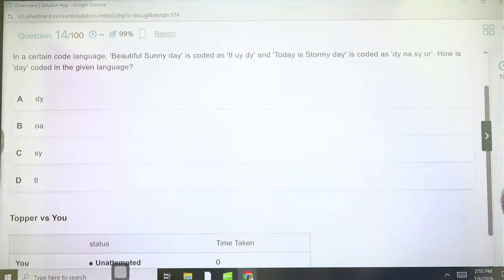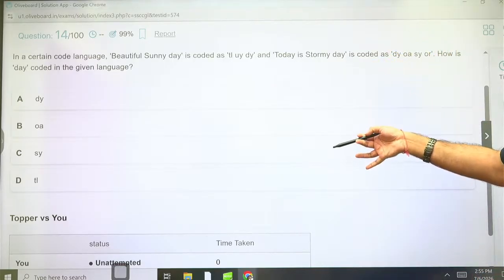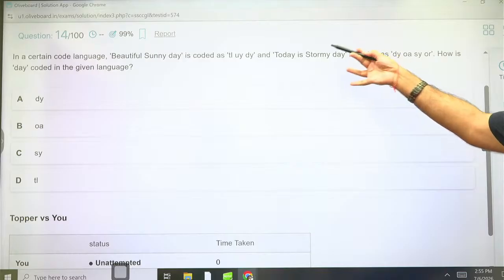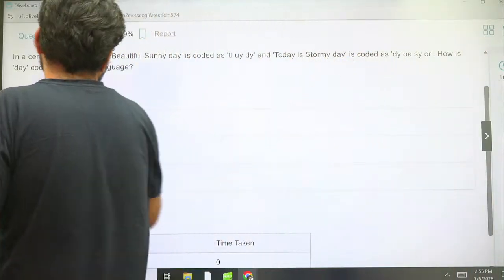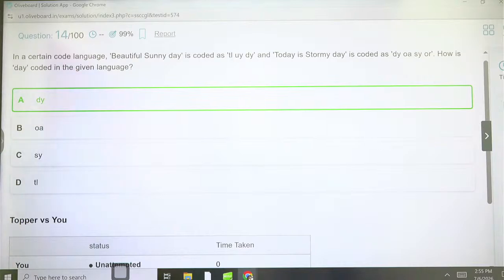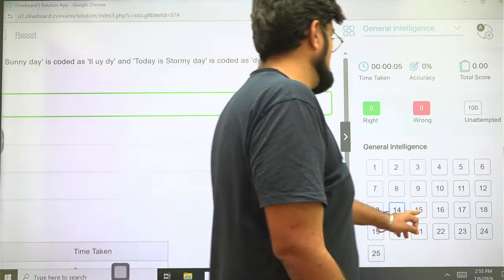Beautiful sunny day is coded as this. Today stormy day is coded as this. How is day coded in that language? See, technically we could have gone ahead with elimination, but here day is the only word common in both the sentences. Why waste my time? If I see dy and dy is the only common code here, so dy is the correct answer. Option A, 18 seconds. Next.